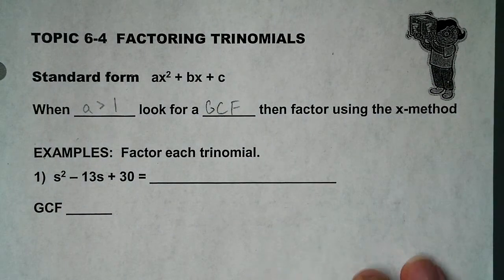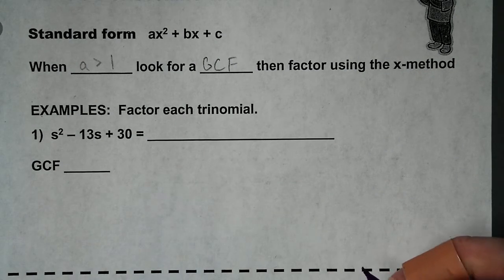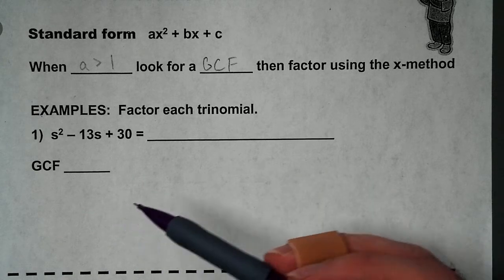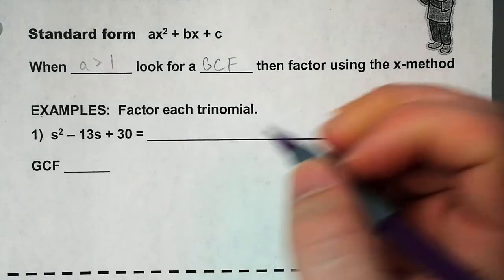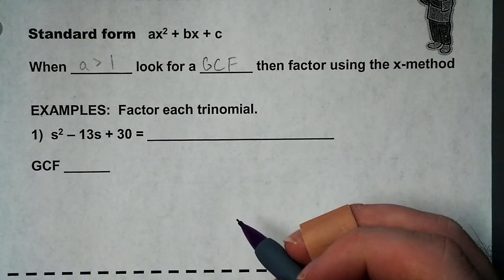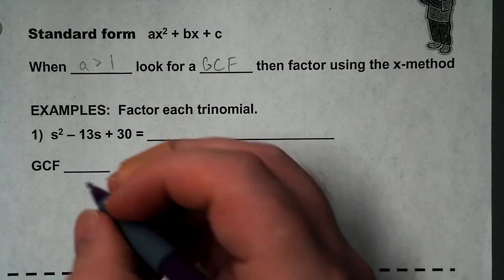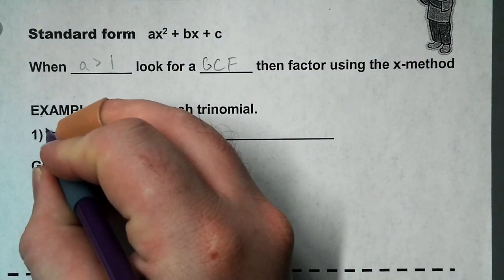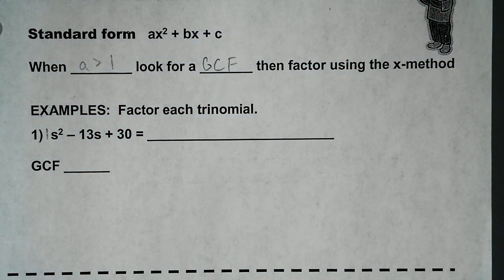So let's look at this first one and do it together. Now, you can use the s or you can write it as x. It's your preference. I'm just going to leave it as s. And we need to factor this out. Well, first, let's find the greatest common factor. Now, I've got a 1, I've got a negative 13, and I've got a positive 30.